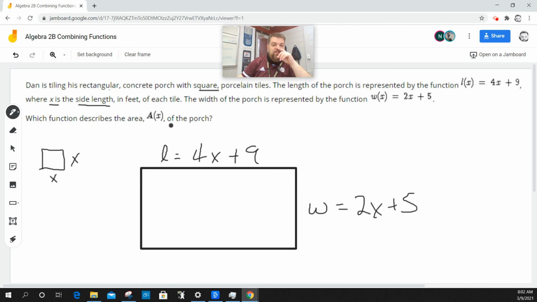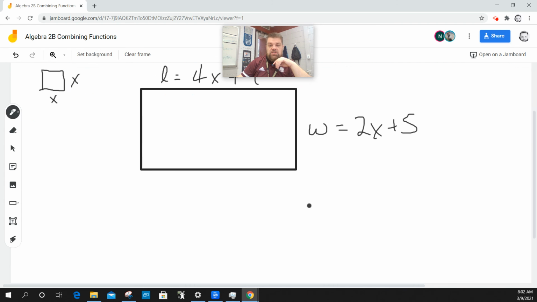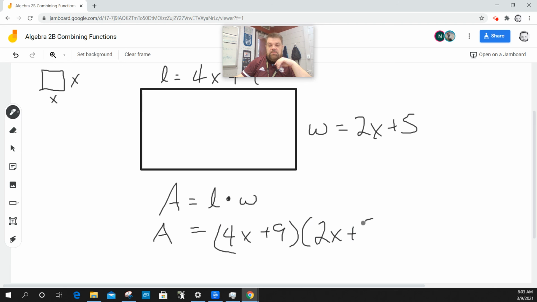And so it asks, what function A of x represents the porch? So these are both functions of x. Remember that the area of a rectangle is the length times the width. Well, the length is 4x plus 9, and the width is 2x plus 5. And this is a function of x. So we'll say area is a function of x, or A of x.